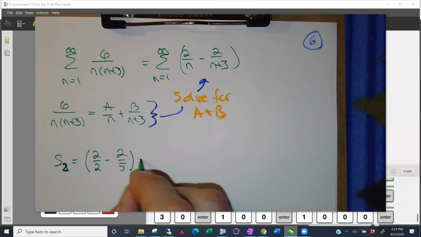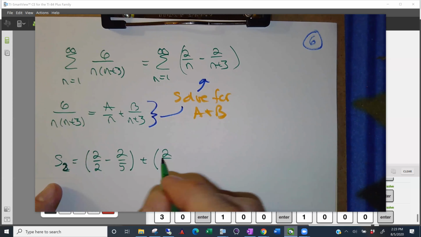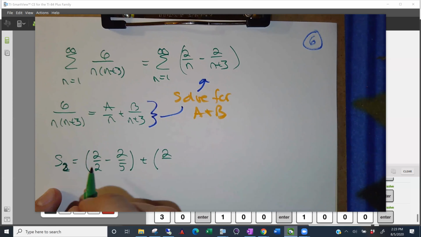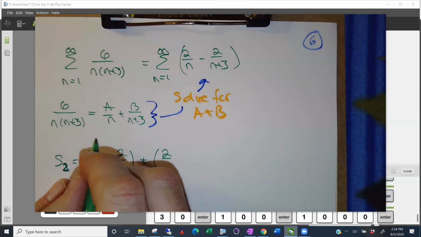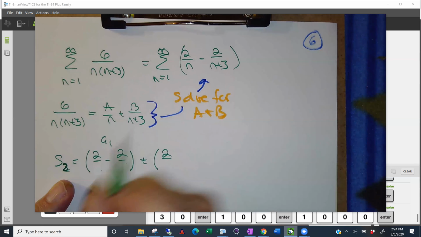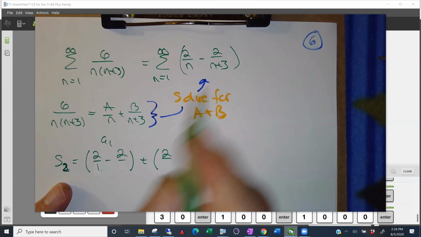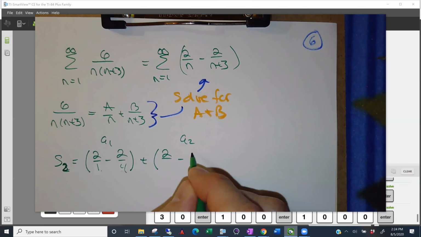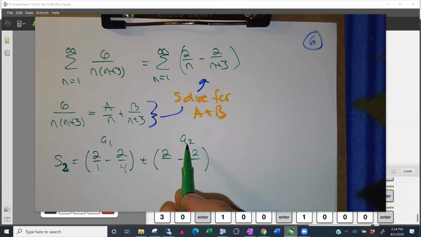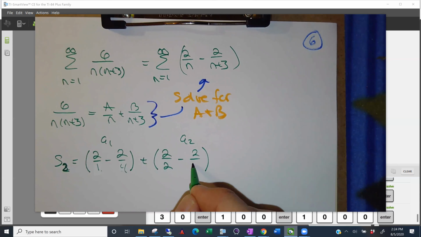plus, oh, no, that was wrong. I'm sorry. I screwed that up. That should be 2 over 1 because you're going to start with A sub 1, plugging in a 1 here. 2 over 1, 1 plus 3 is going to be 4, minus 2 over 4. Now, if n equals 2, here we'll get a 2, here we'll get a 5, and nothing's canceling. Bummer.